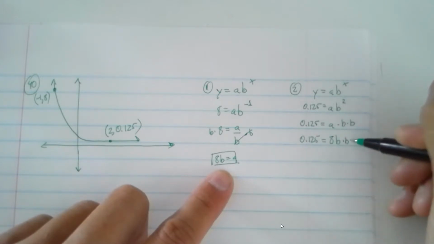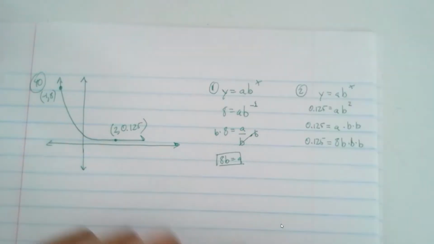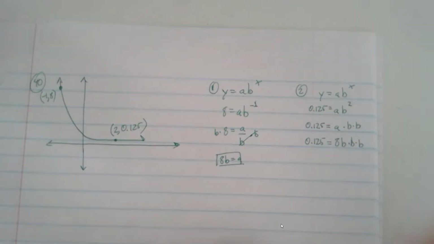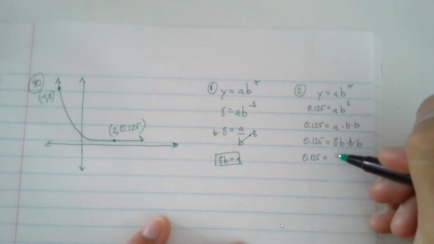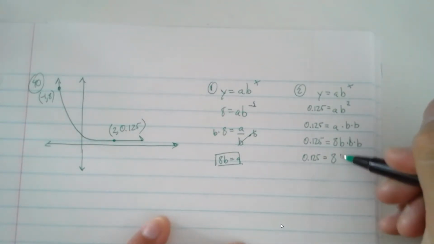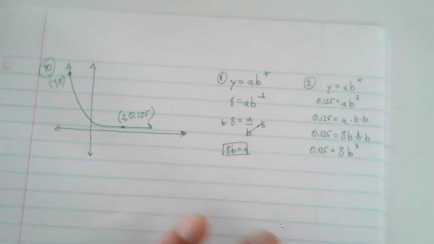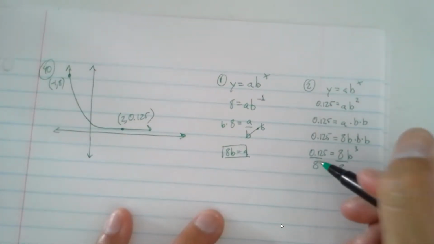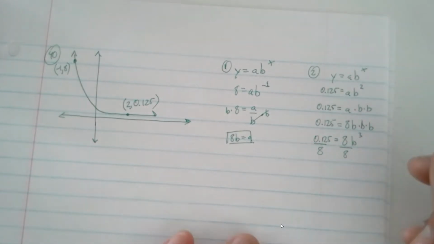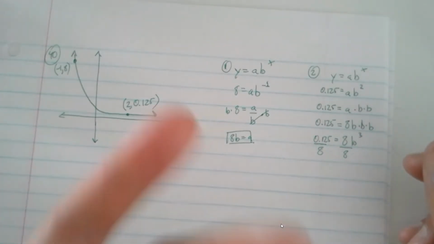And even then, you might think, what the heck do I have here? I don't know what this is. Okay, I don't blame you, but what you can do is write 0.125 is equal to 8, and now you can condense the b's into b cubed. And then hopefully you might suddenly realize I might be able to solve for b, a numerical value, at this point. So if you divide both sides by 8, what's 0.125 simply divided by 8?